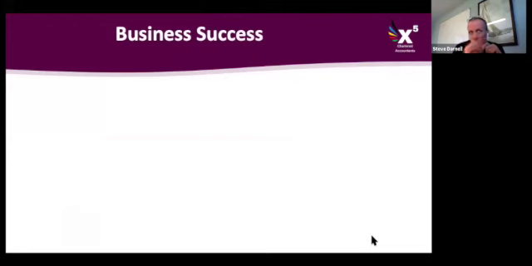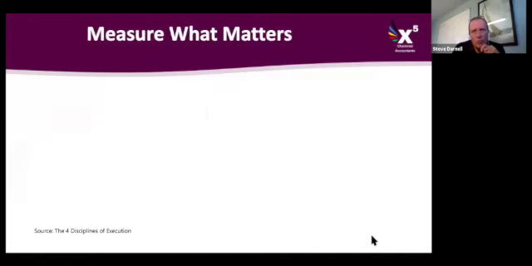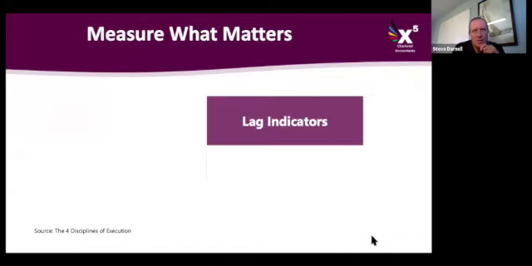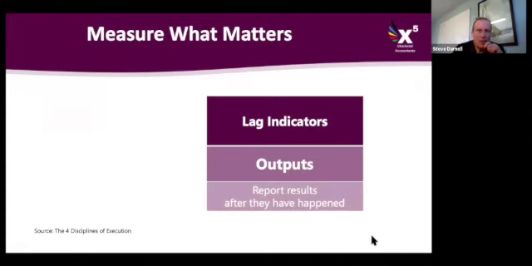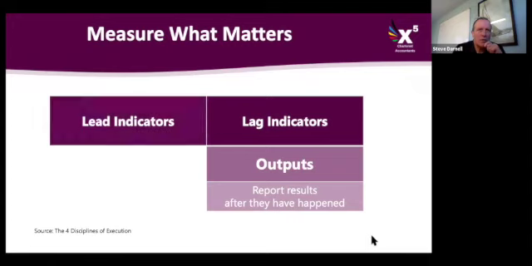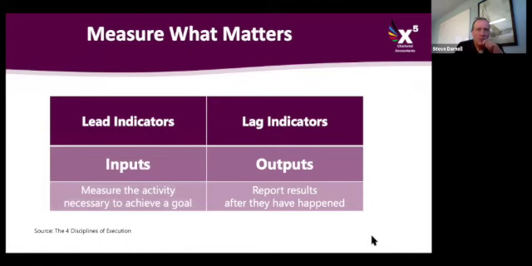In fact, this is what you really need to be doing in business: focusing on the things that would drive success. So looking for an optimum strategy, I've already mentioned lead and lag indicators. You need to measure what matters, because if you want to make small incremental changes and you're not measuring the things you need to understand, how do you know when the change you've implemented has the right or the wrong impact? The lag indicators are outputs that report on the results after they've happened, whereas lead indicators are the inputs, the activities you need to measure that would drive the ultimate goals and the outputs.